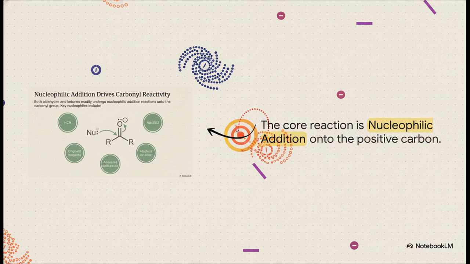As that nucleophile forms a new bond, the carbon can't have 5 bonds. That's a big no-no. So the weaker of the 2 bonds in the C double bond O, we call it the pi bond, it just snaps and its electrons jump up onto the oxygen. This is nucleophilic addition, and it's the foundation for almost everything carbonyls do.